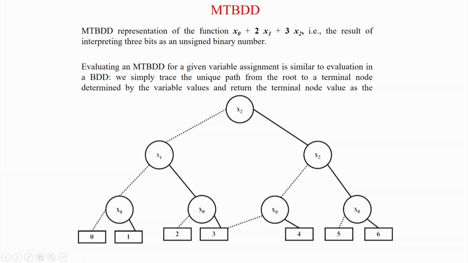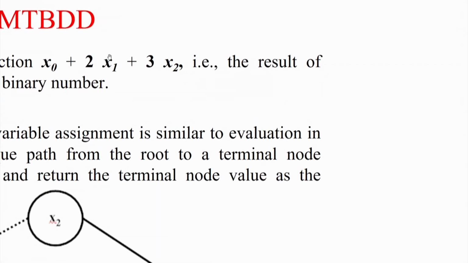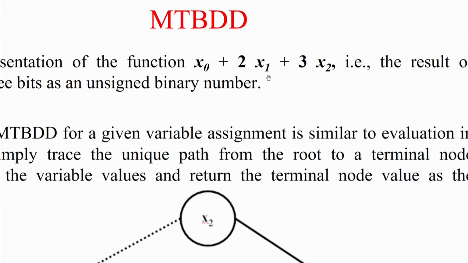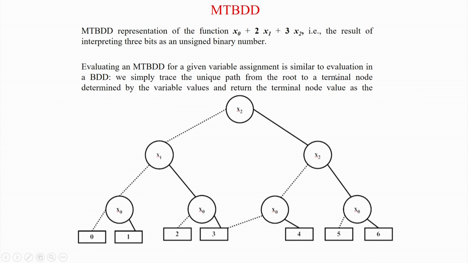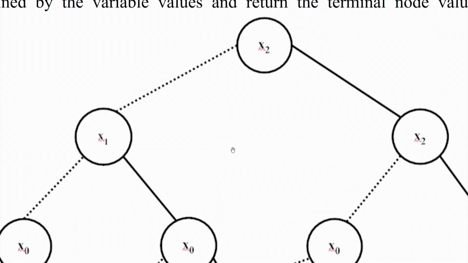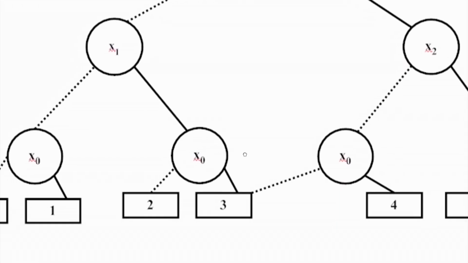So there is a function, you can see it is x0 plus 2x1 plus 3x2. Now x0, x1 and x2 are binary variables, either 0 or 1. But 2 and 3 I am not going to represent as binary, I will be keeping them as decimal. So how the tree looks is very interesting to see. The tree is something like this, 2, 1 and 0, this is the level.